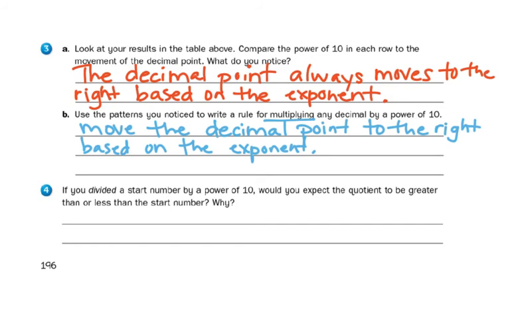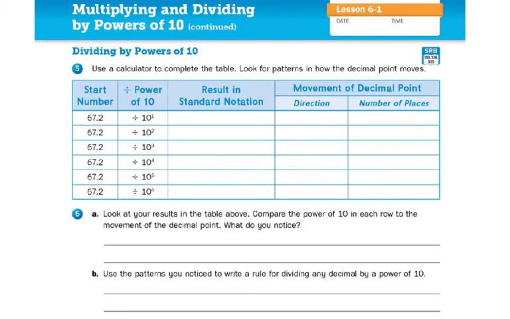So question 4 says, if you divided a start number by a power of 10, would you expect the quotient, or the answer, to be greater than or less than the start number? It would be less than, because dividing by a number greater than 1 gives you an answer that's less than what you started with. So let's go ahead and try this out.